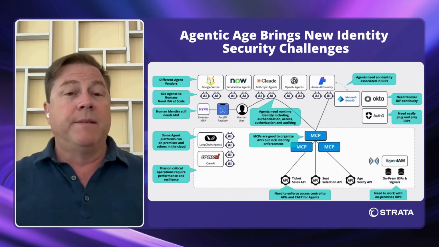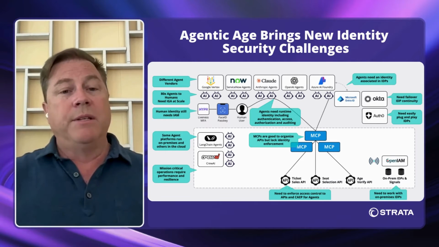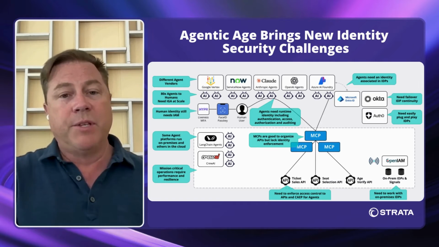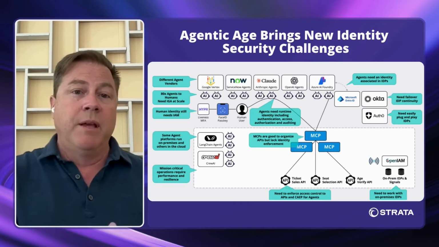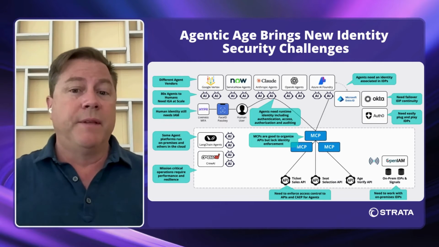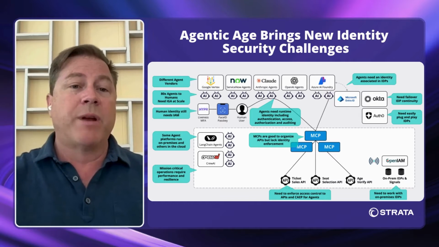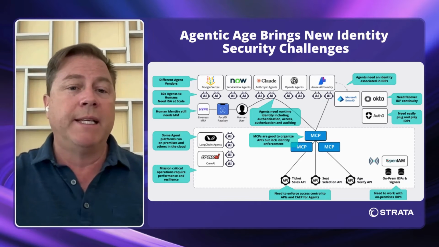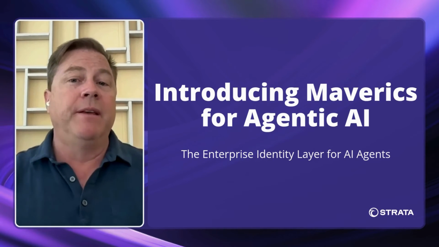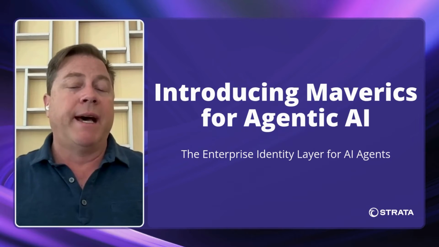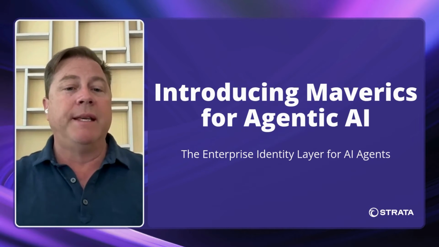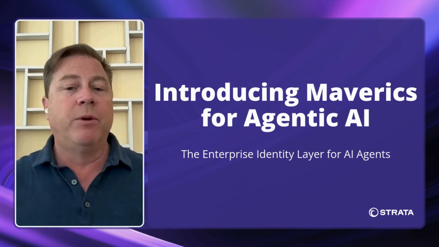So bottom line is, in order to bring agents into the same level of security and control that we have for humans, we've got a lot of work to do. That really is the driver behind Strata's new product for Agentic Identity, which brings me to introducing Maverics for Agentic AI, what we're seeing as the enterprise identity layer for AI agents.